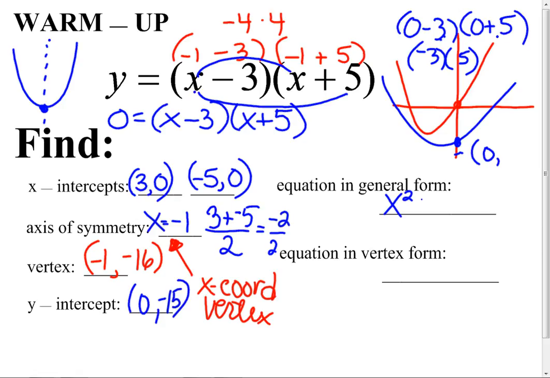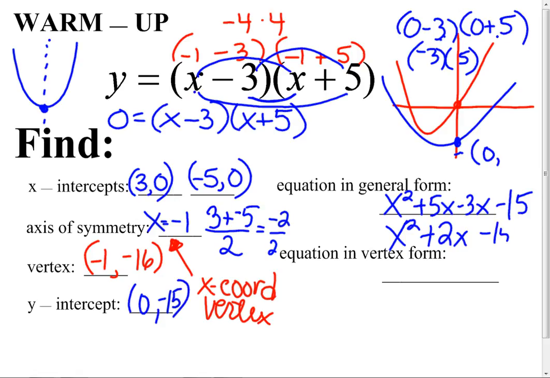Plus 5x. What's this going to give me? Do the inners. Minus 3x. And then the last, minus 15. So I get x squared, 5 minus 3 is plus 2x. We've tested on this, so we should be pretty good with this. Minus 15.